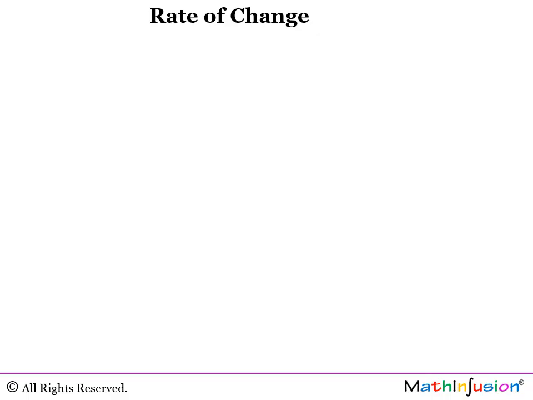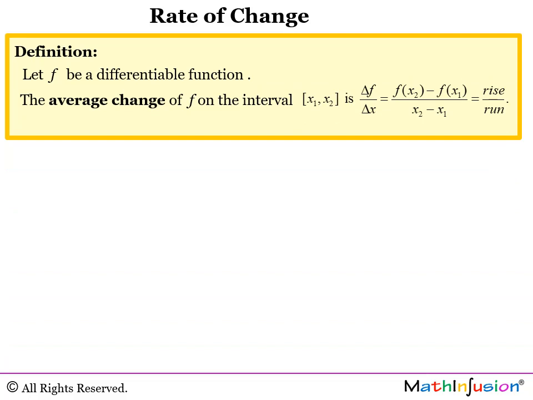Rate of change. Definition. Let f be a differentiable function. The average change of f between x sub 1 and x sub 2 is the difference of the f's, which is delta f, over the difference of the x's, which is delta x, which also equals f of x sub 2 minus f of x sub 1 over x sub 2 minus x sub 1. This is the rise over run.